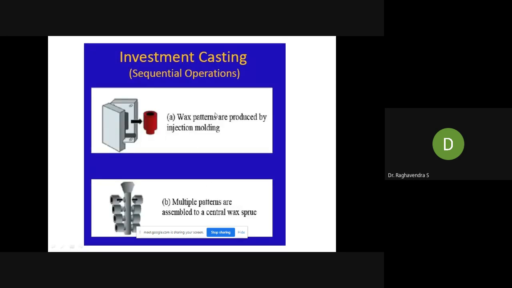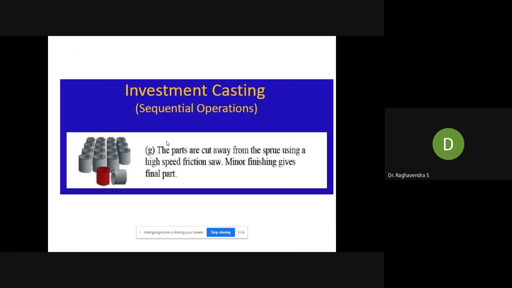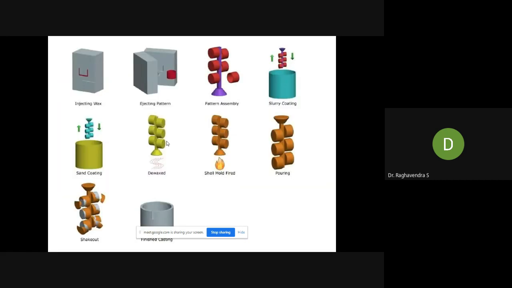So wax patterns are produced and they keep them here. They pour the molten metal, and once you pour it, the wax gets heated and melts, and comes out like a gas or sometimes as a liquid. This is called investment. Every time you make the mold, you are investing the wax, you are wasting the wax. That's the meaning of investment casting. So here are some diagrams where you can see investment casting.